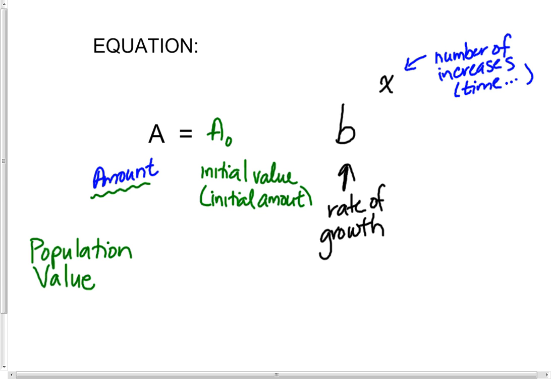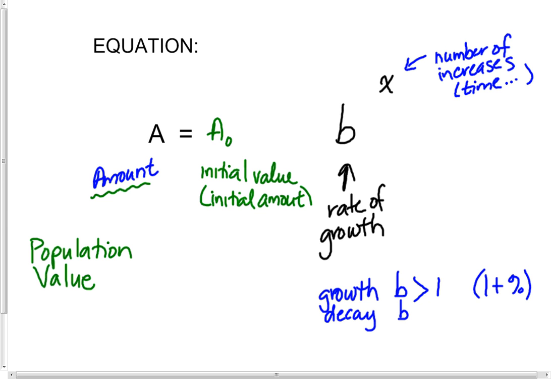Remember your rate of growth. If it is in fact growth, your b value is greater than 1. We usually have 1 plus a percent. Sometimes you have doubling time though, and you just have a 2. Anything bigger than 1, you're going to have exponential growth. If it is exponential decay, then your base is less than 1. If you are losing a percent like we did in that problem just before, then you have 1 minus your percent depreciation. Let's look at one more problem.